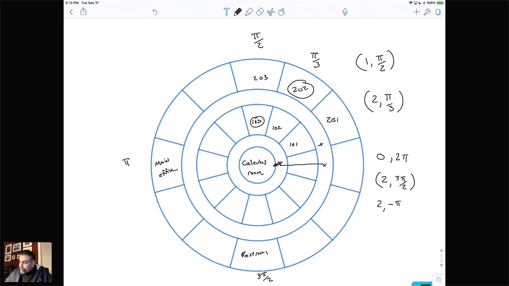Can we call that negative pi over 2? And sure enough, that's exactly what that would mean. It would mean to go out 2 hallways and then rotate pi over 2 in the other direction. That would get them there.